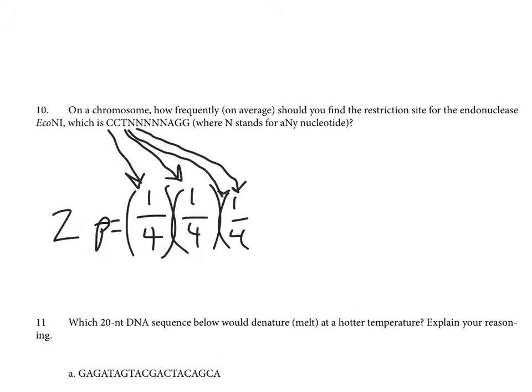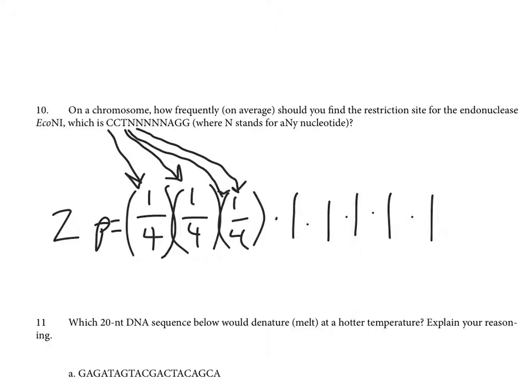So the first 3 nucleotides, CCT, the probability of each of those is 1/4. C, a quarter, times 1/4 C, times 1/4 T. 1/4 times 1/4 times 1/4. And then we get a string of 5 N's. The probability of any nucleotide at those 5 positions is 1. So that makes it times 1 times 1 times 1 times 1 times 1. Those 5 nucleotides, you're guaranteed that any nucleotide will be at those 5 positions.